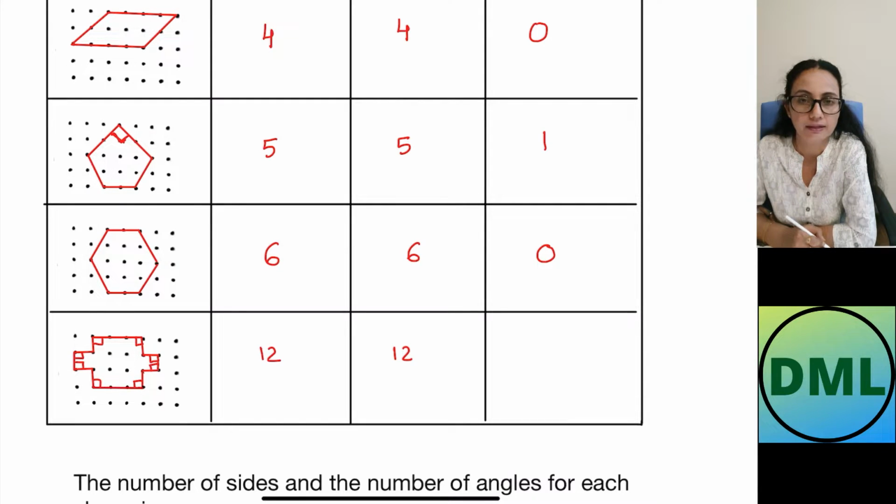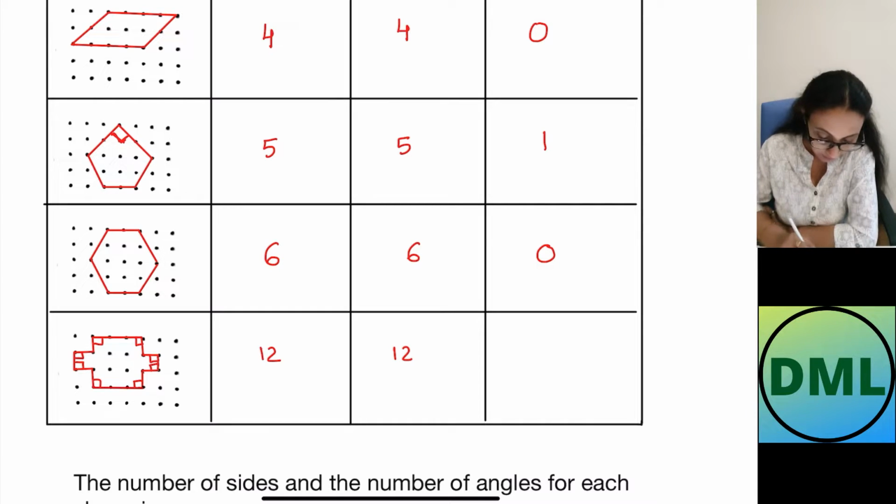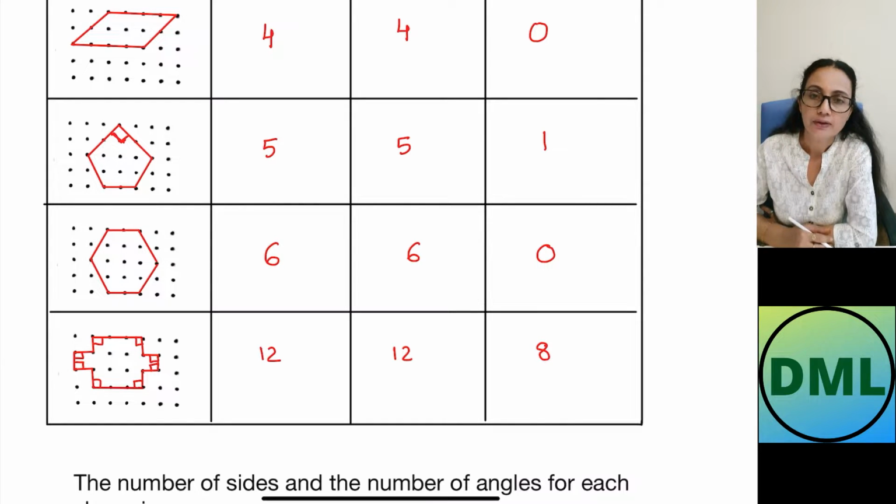Do we have any more angles? No, right? We don't have any more angles which are right angles. We have 8 right angles inside our figure.